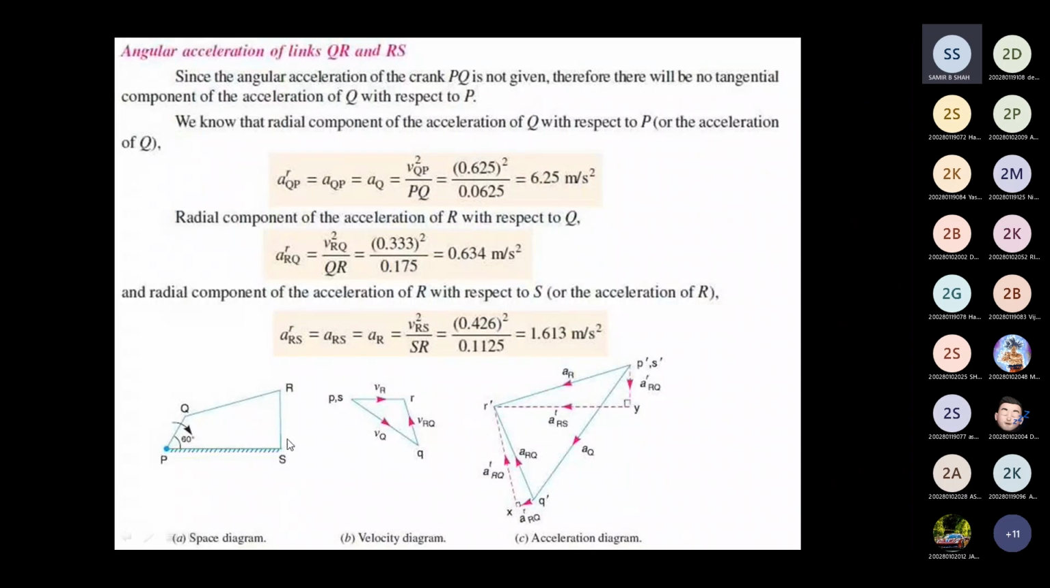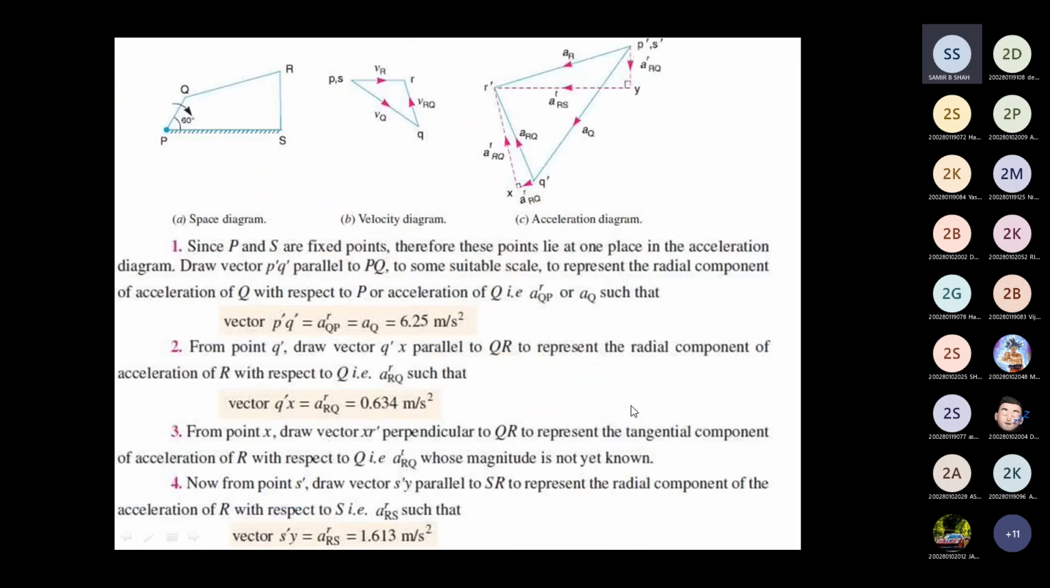The basic difference between the space diagram, velocity diagram, and acceleration diagram is that the space diagram is indicated with capital letters, the velocity diagram with small letters, while the acceleration diagram is indicated with small dash letters. But if we talk about the radial and tangential part, the end of the radial part may be indicated with either X or another letter.